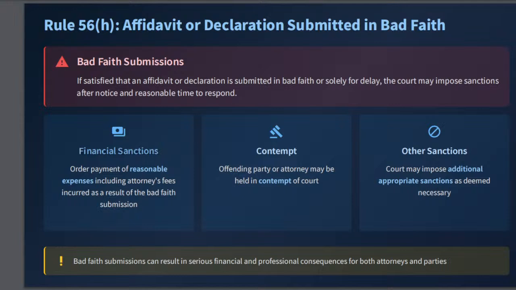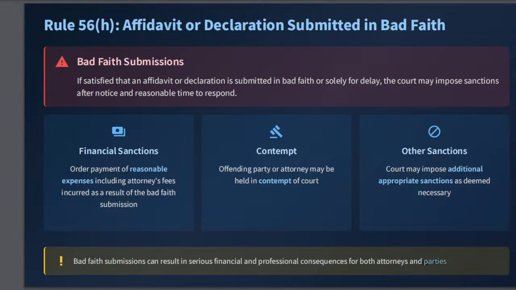There's financial sanctions. Order payment of reasonable expenses, including attorney's fees incurred as a result of the bad faith submission. Contempt. Offending party or attorney may be held in contempt of court. Other sanctions. Court may impose additional appropriate sanctions as deemed necessary. Bad faith submissions can result in serious financial and professional consequences for both attorneys and parties.